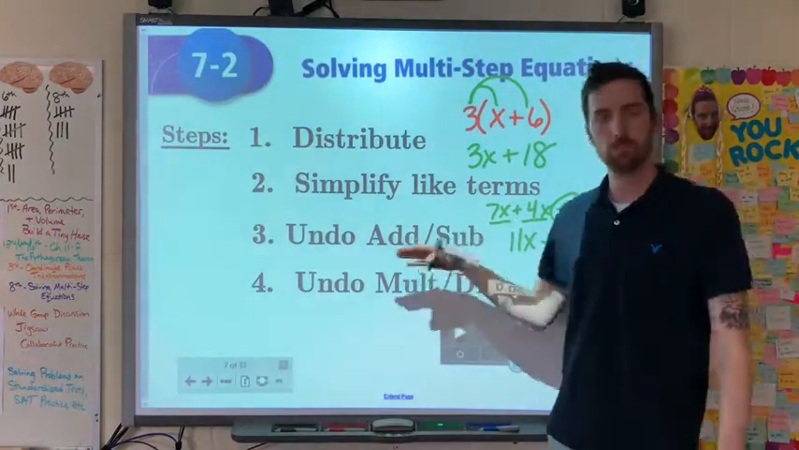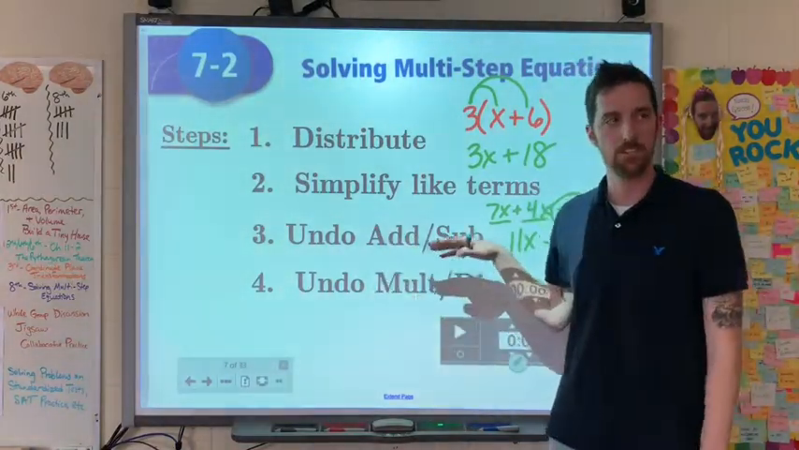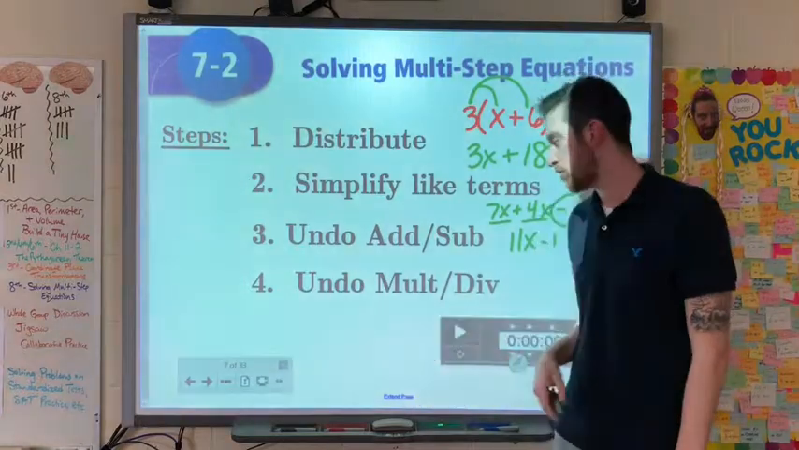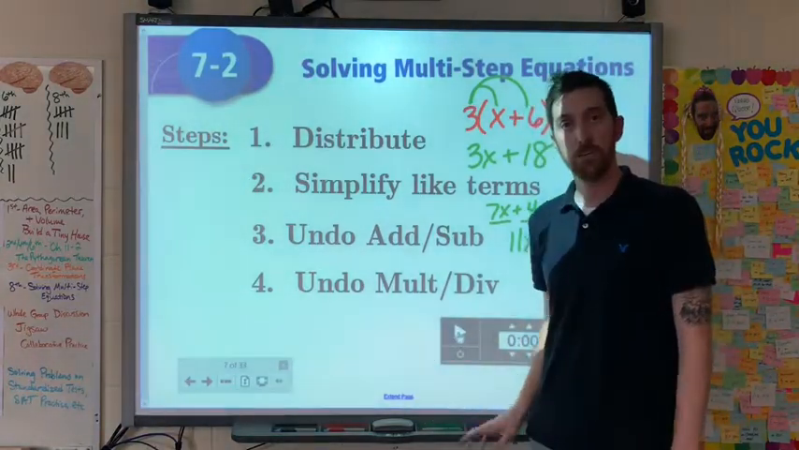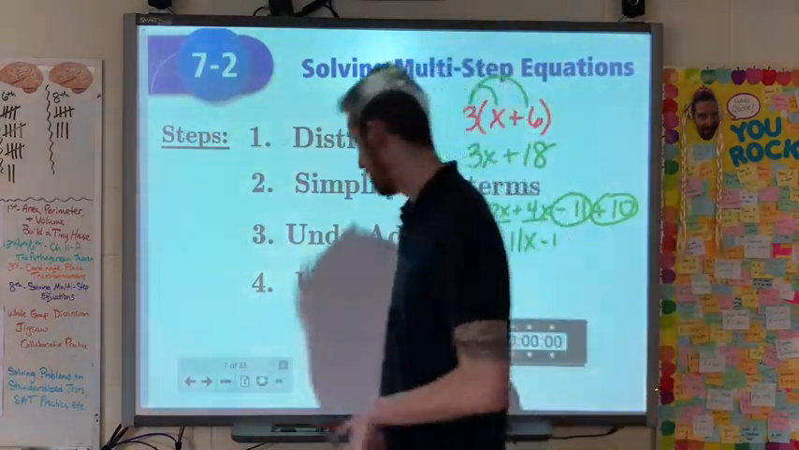And then we do our normal two-step stuff. You undo the addition and subtraction, you undo the multiplication and division. Cool? Okay, here we go.